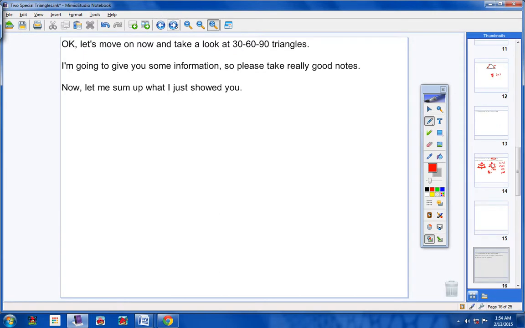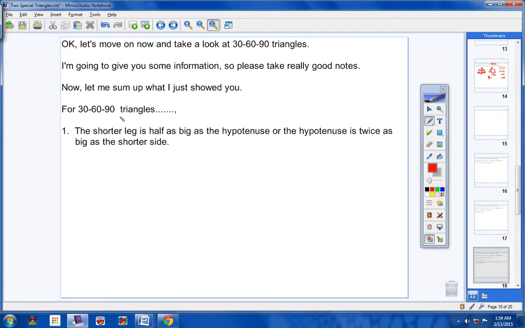Here it is. Let me sum up what I just showed you, okay? Number 1, for 30, 60, 90 triangles, the shorter leg is what? Half as big as the hypotenuse, or you could say the hypotenuse is twice as big as the shorter side. I'm going to be quiet and let you copy that down. The shorter leg is half as big as the hypotenuse. It's half. And the hypotenuse is twice as big as the shorter side.